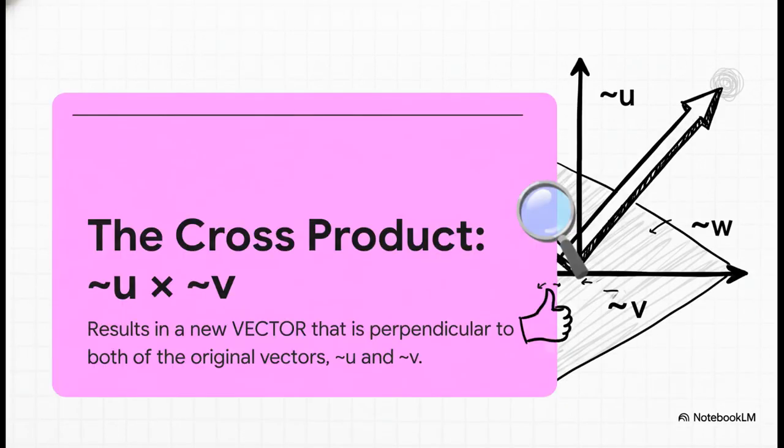All right, let's move on to the final tool in our basic kit. And this one's a bit of a strange one, the cross product. Unlike the dot product, when you take the cross product of two vectors, you get a brand new vector. And here's the wild part.